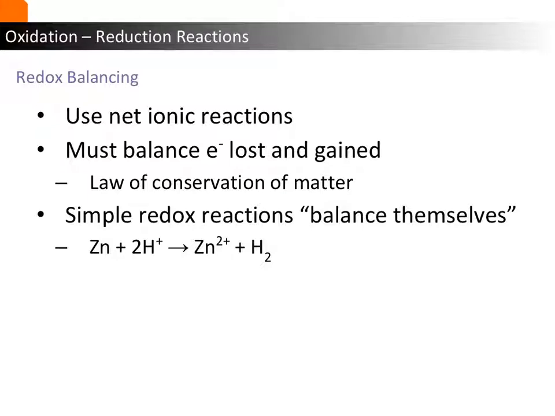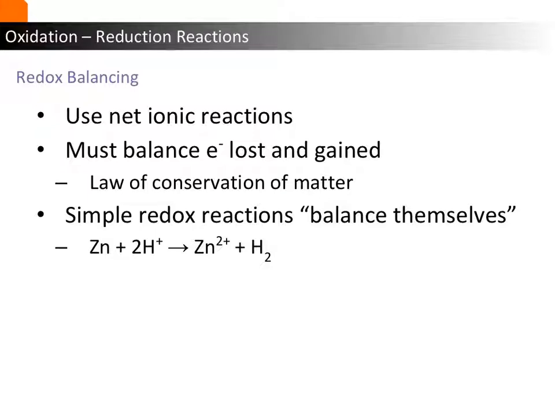But spectator ions keep their charge and state of matter, whereas something that gets oxidized or reduced changes its charge and might change its state of matter also. In a redox reaction, we also must balance the electrons lost or gained. If 2 electrons are lost, then 2 electrons must be gained as well. Because the law of conservation of matter exists, electrons must be lost and gained equally.